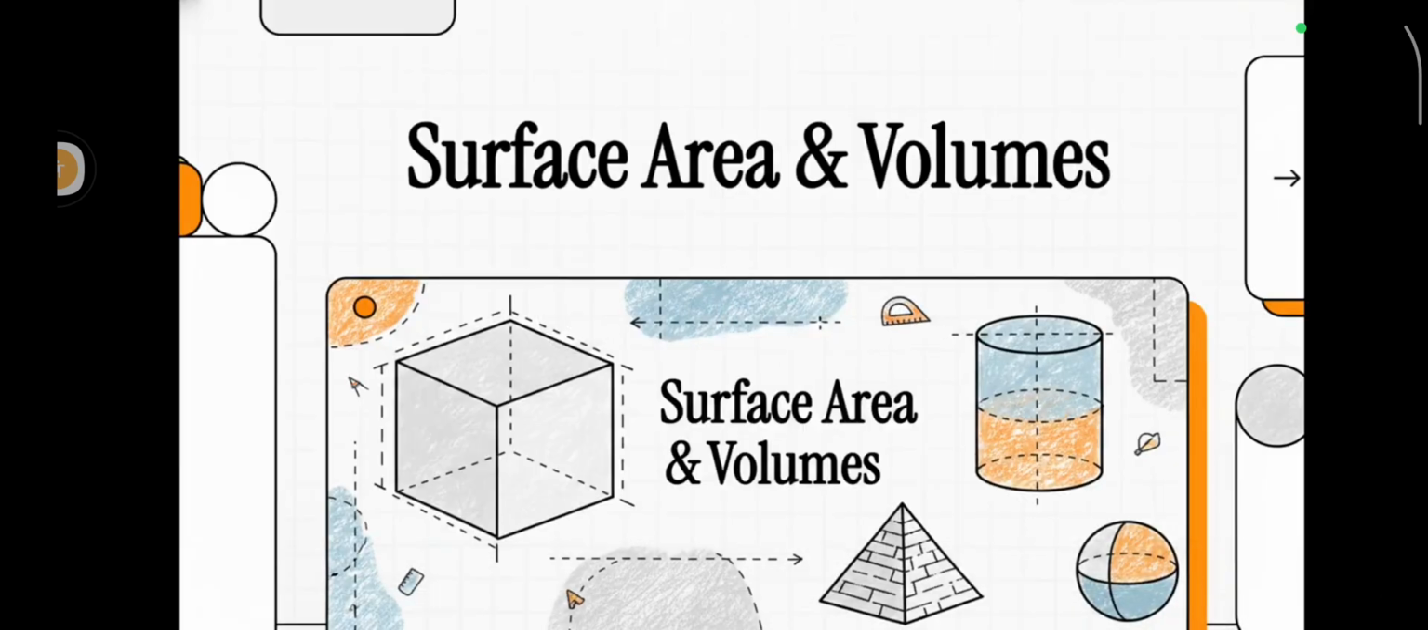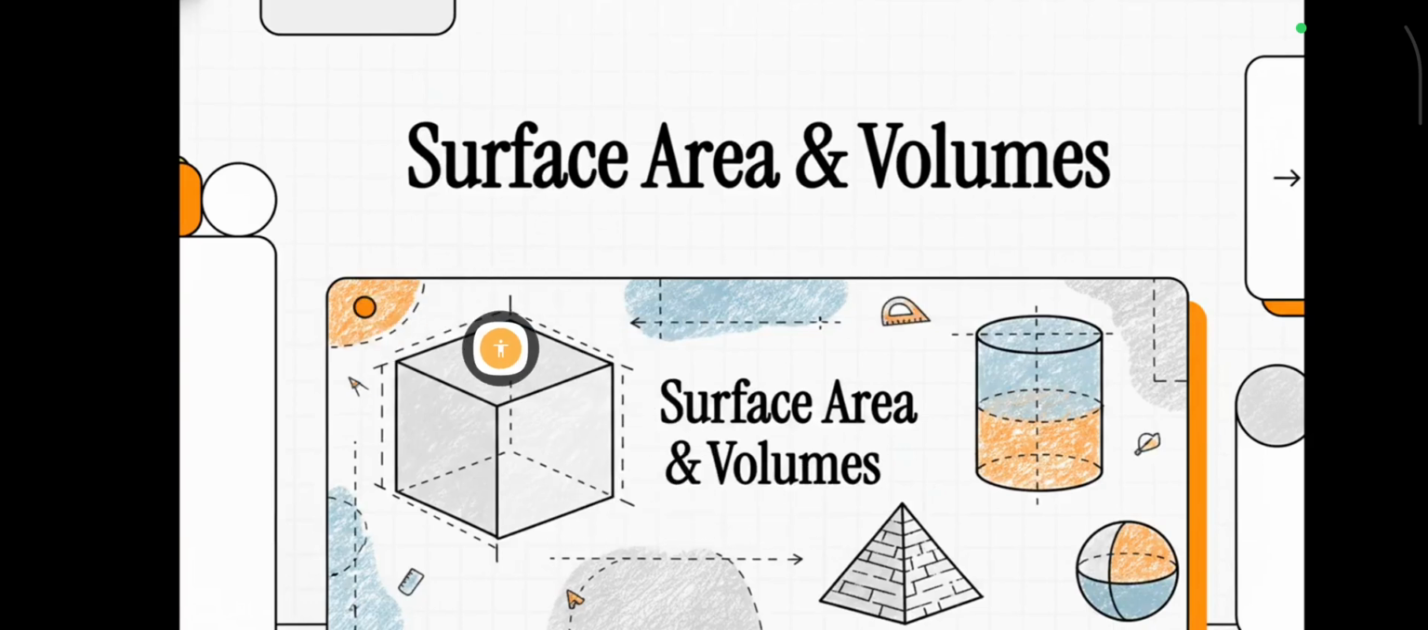Right now, we're going to take a deep dive into surface area and volumes. Think of these as the mathematical blueprints that actually let us decode and, well, construct the physical world around us. I mean, from the staggering scale of the Great Pyramids all the way to the sleek glass of a modern skyscraper, the formulas we're about to explore are basically the invisible rules that govern physical space.